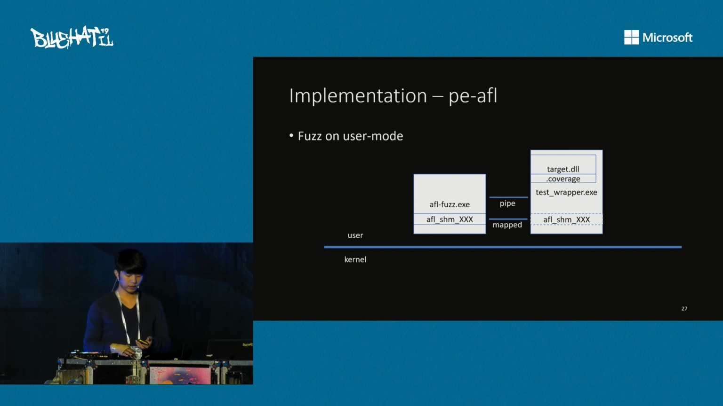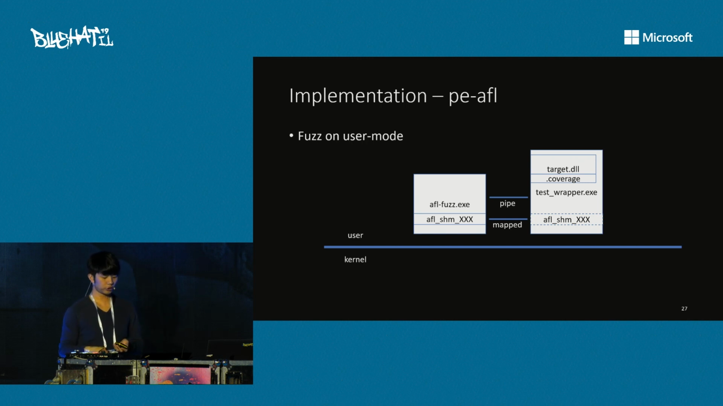And here is a picture to describe the fuzzing scenario. The scenario is similar to AFL. There is a test wrapper, wrapper.exe. It is used to load and execute the target library, to be fast. And named pipe and shared memory are used to communicate between the wrapper and the fuzzer.